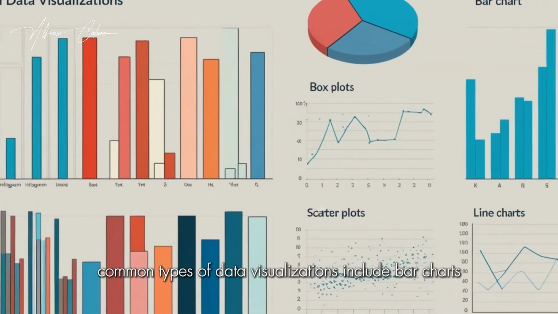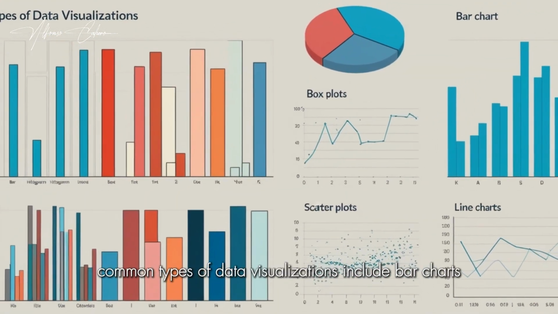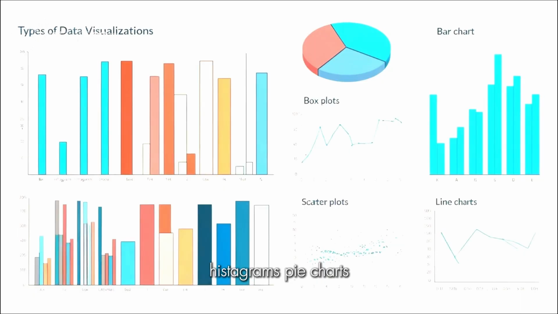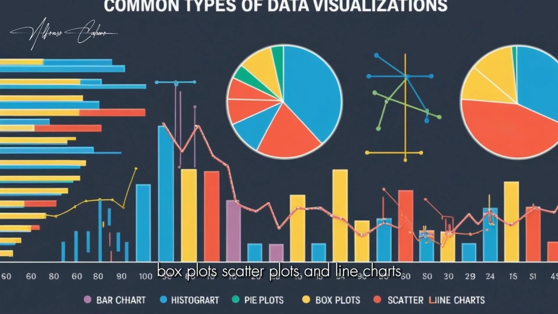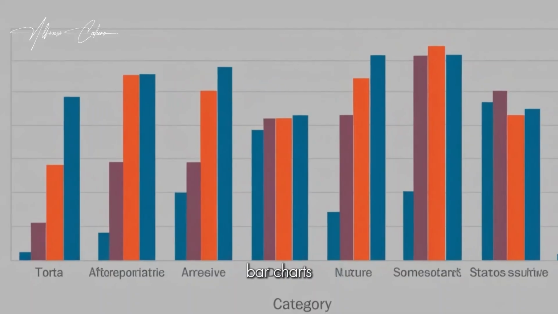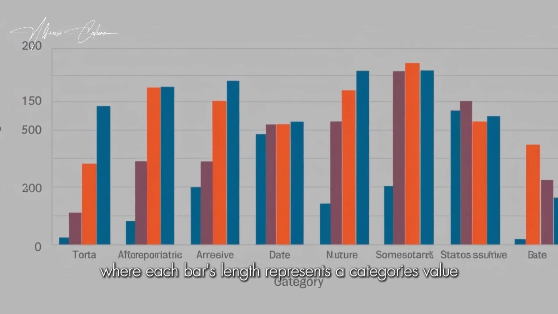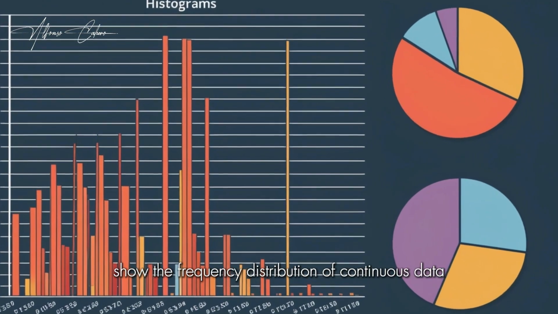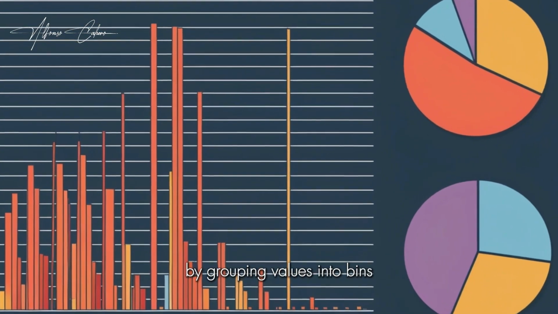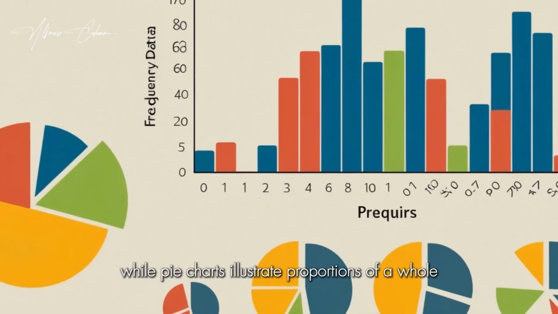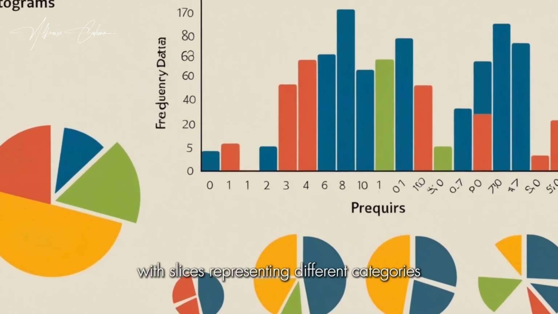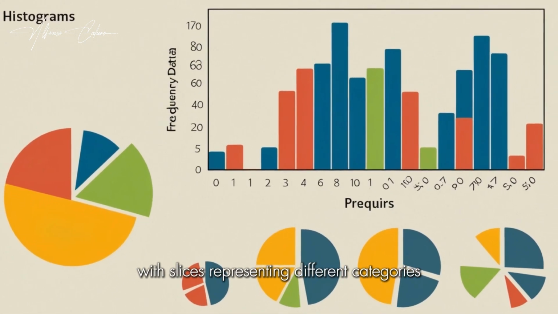Common types of data visualizations include bar charts, histograms, pie charts, box plots, scatter plots, and line charts. Bar charts compare different categories by displaying bars where each bar's length represents a category's value. Histograms show the frequency distribution of continuous data by grouping values into bins, while pie charts illustrate proportions of a whole with slices representing different categories.